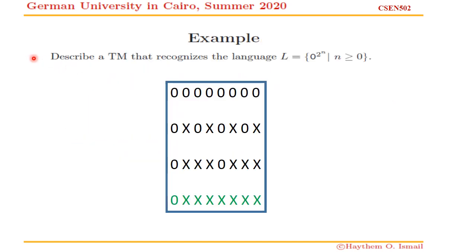So let's look at more examples of designing Turing machines. Suppose we want to design a Turing machine which will recognize this language. What's the language? 0 to the 2 to the n. Now, what does that mean? It means strings of zeros whose length is a power of 2, where n is 0 or more. So the shortest string here is 0, then 0, 0 when n is 1, then 4 zeros when n is 2, then 8 zeros when n is 3, then 16 zeros when n is 4, and so on.